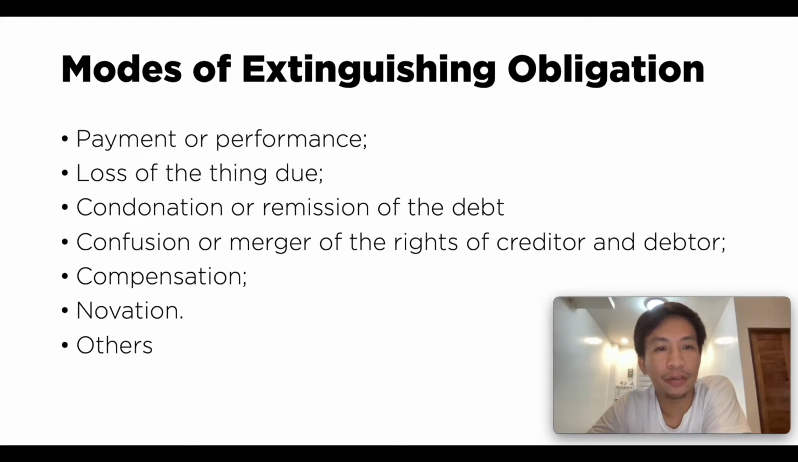First, we have payment or performance, loss of the thing due, condonation or remission of the debt, confusion or merger of the rights of creditor and debtor, compensation, novation, and others. Okay. Dito meron tayong anim na paraan para ma-extinguish ang isang obligation. Kumbaga, how does an obligation end? Well, you pay it, if it's lost, mga ganyan.